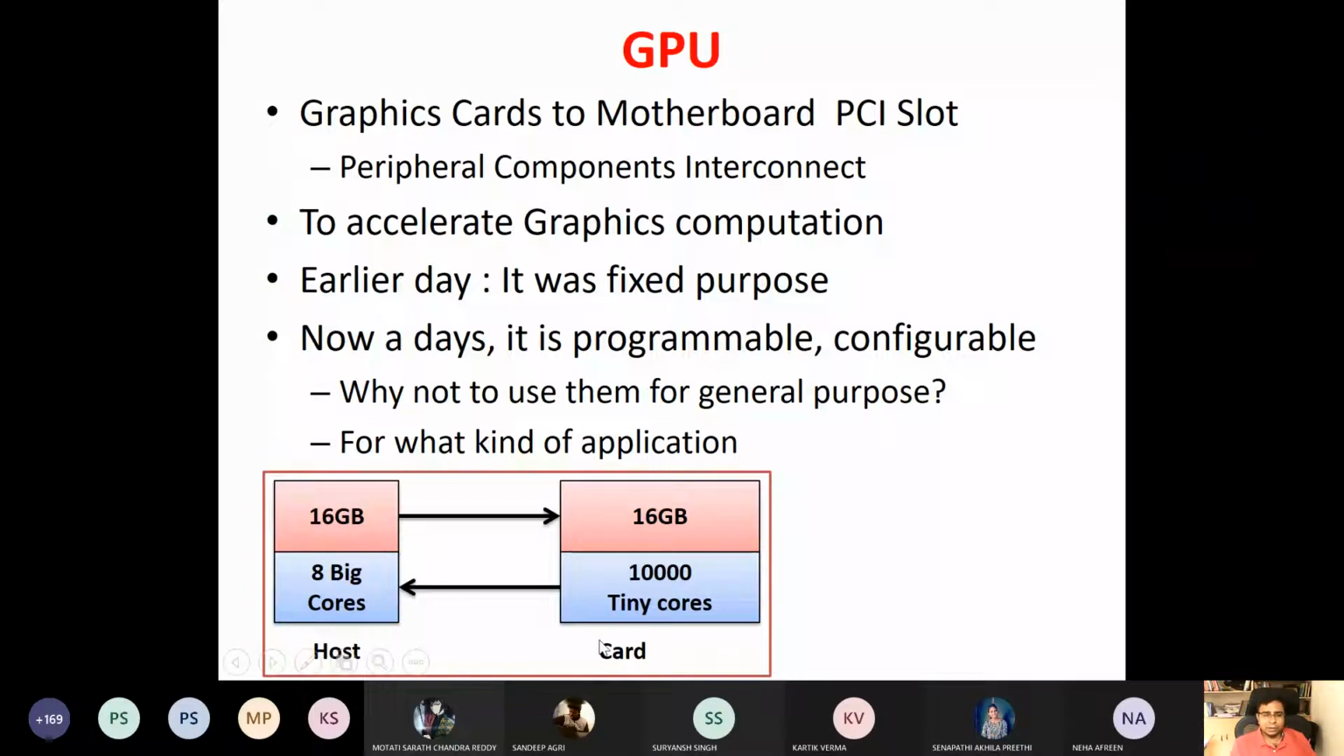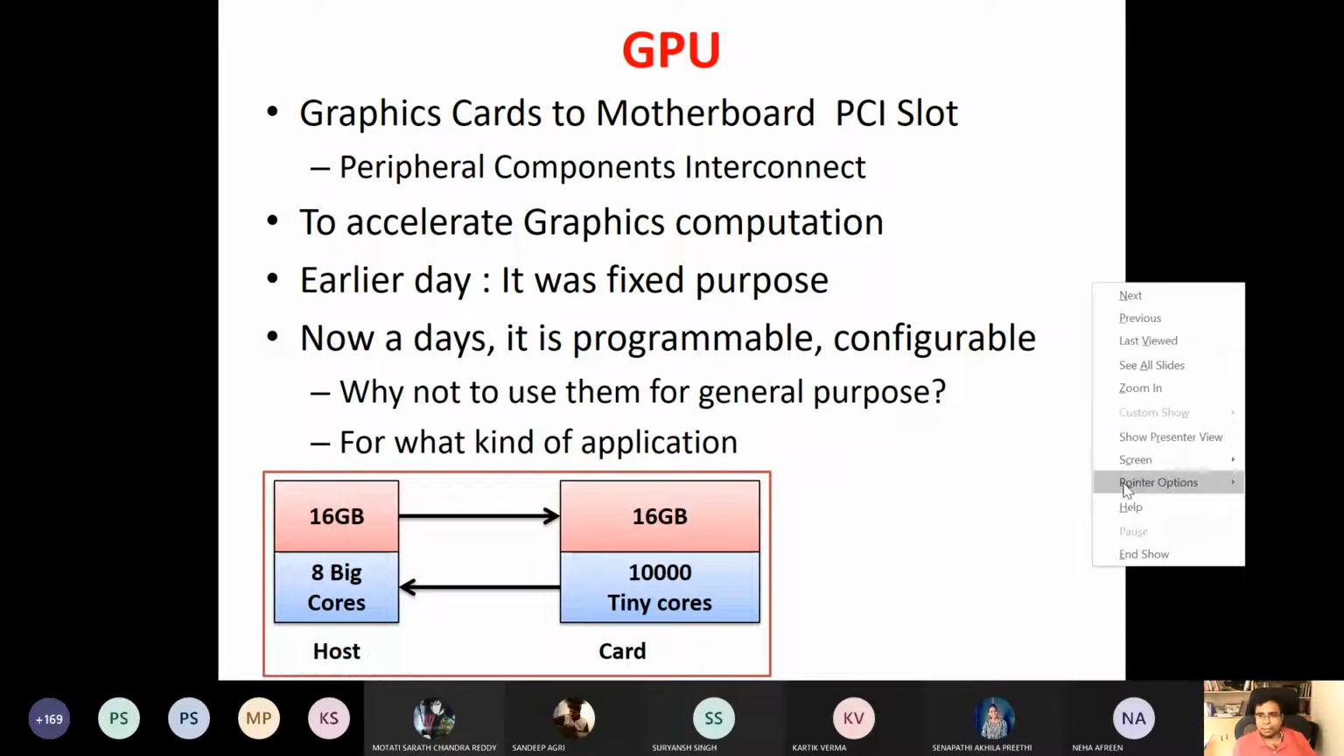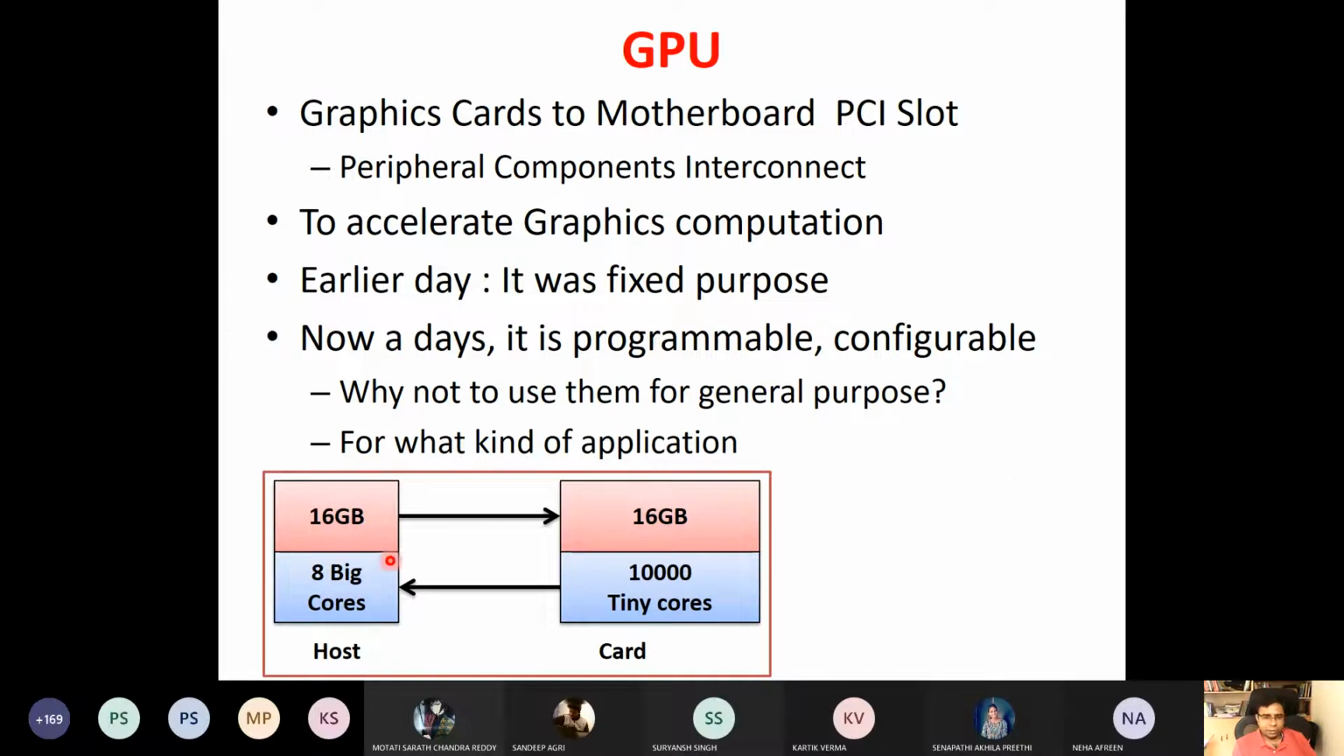Okay, so take some scenario. Suppose you have a machine with 16 GB RAM and 8 big cores, and on top of that you put a 16 GB graphics card with 10,000 tiny cores. Each core is very small, but that graphics card actually has around 10,000 cores. Another thing in this case: whatever we say memory, the OS sees. The OS can see the 16 GB on the left side, but the other 16 GB on the right side it doesn't see. Here the address space is different.